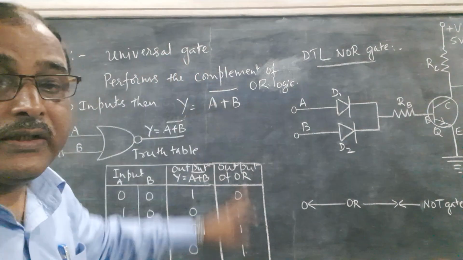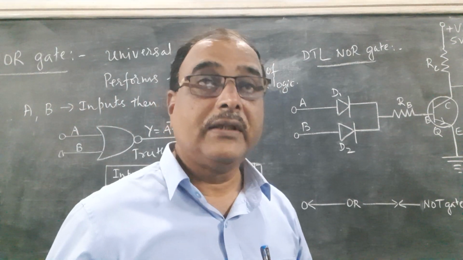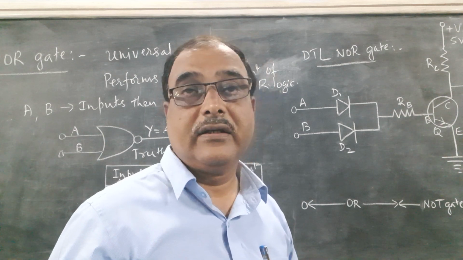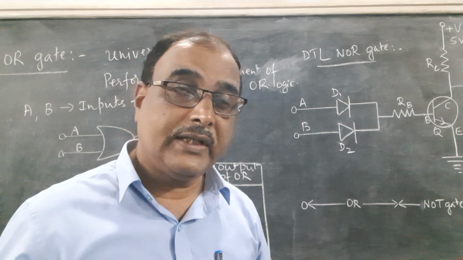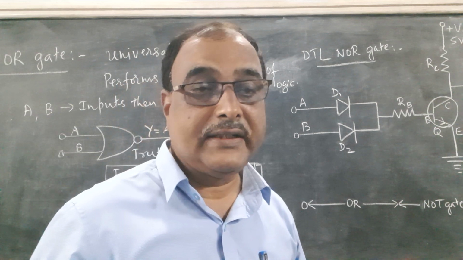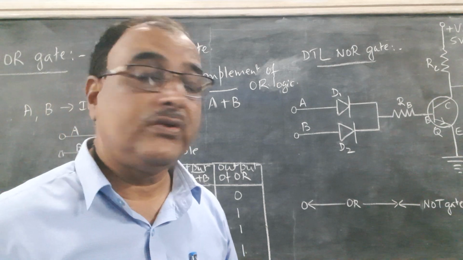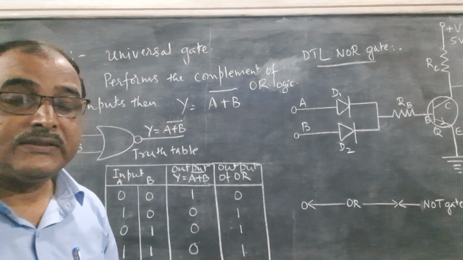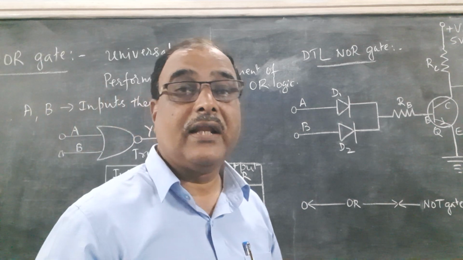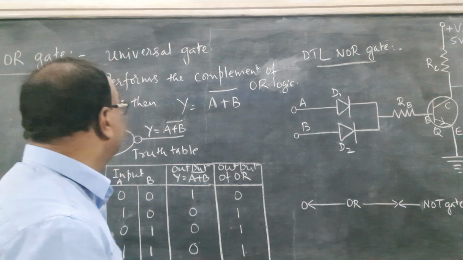Now what do you mean by a universal gate? That means that by employing the NOR gate or NAND gate, we can realize all other gates like OR gate, AND gate, NOT gate, and all other gates. So such gates are called universal gates. Out of the different gates, NAND and NOR gates are usually called the universal gates.